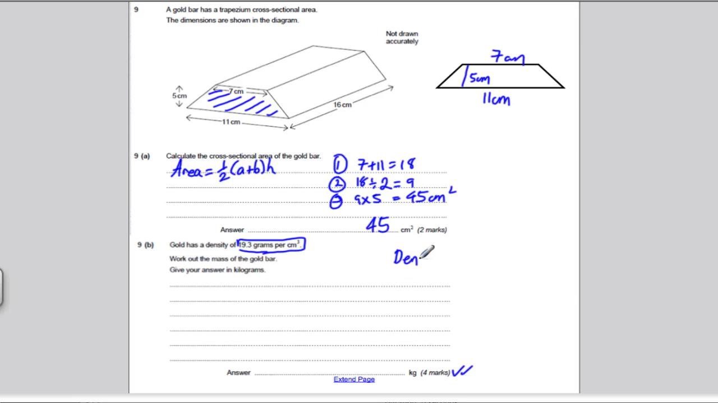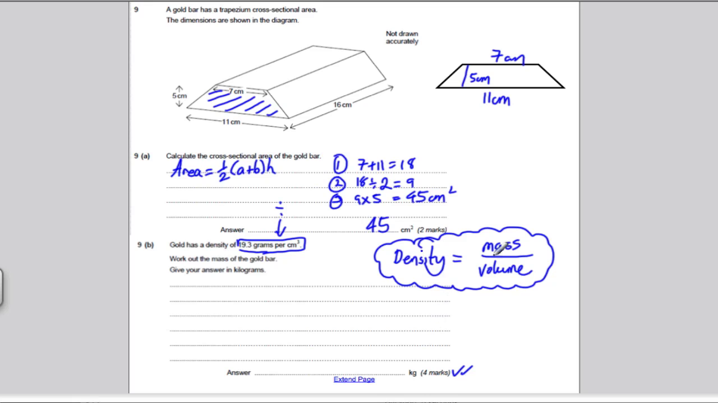Density, they tell you it's 19.3 grams. The unit is grams per centimetre cube. Now per means divide, so the grams is mass, divide centimetres cubed is volume. So if you just look at the units, you get the density formula for free here. The density formula is mass divided by volume. So if you want to work out mass, therefore, mass must be density times volume. So mass is density multiplied by volume.